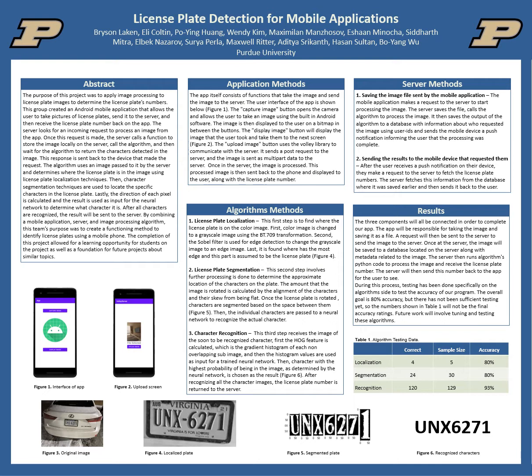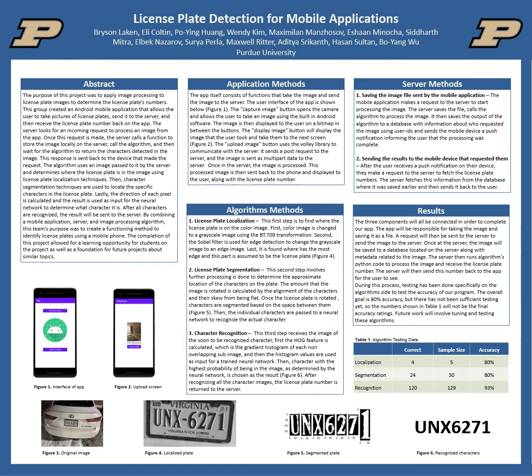Then the individual characters are passed to a neural network to recognize the actual character, which is the third step, character recognition. This third step receives the image of the soon-to-be recognized character, and first the HOG feature is calculated, which is the gradient histogram of each non-overlapping subimage, and the histogram values are used as input for a trained neural network. Then, the character with the highest probability of being in the image, as determined by the neural network, is chosen as a result, which is shown in Figure 6. After recognizing all the character images, the license plate number is then returned to the server, so then it can be relayed back to the app.